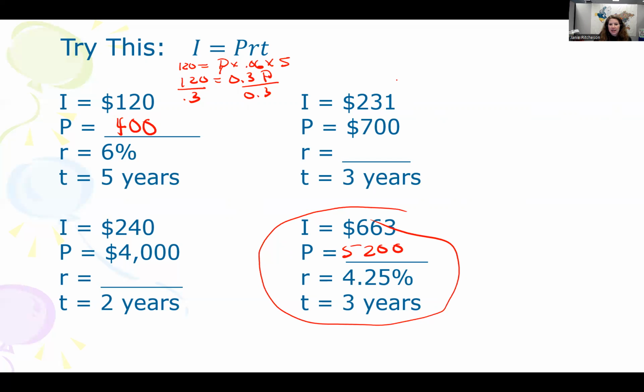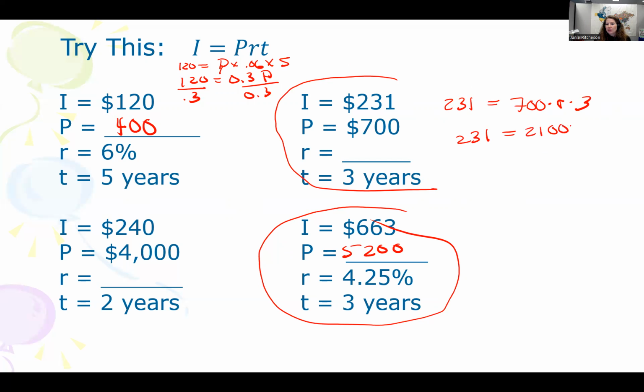All right, now these two are the same. So we know our interest, I, is 231. We know our capital P, which is 700. We don't know the R. We know the years is 3. So I know that 700 times 3 is 2,100 times R. And then when we divide both sides by 2,100, our rate is 231 divided by 2,100. My answer is 11%.